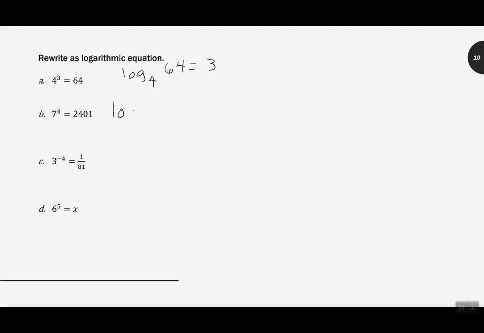Second one, I have 7 to the 4th is 2,401. So 7 is the base of my log, 2,401. That's what I'm taking the log of, and my exponent is 4.